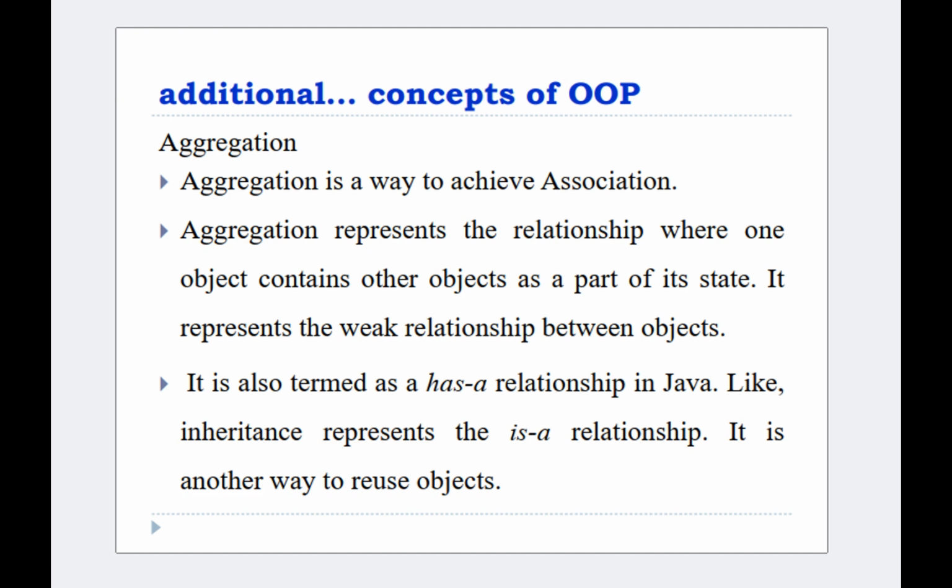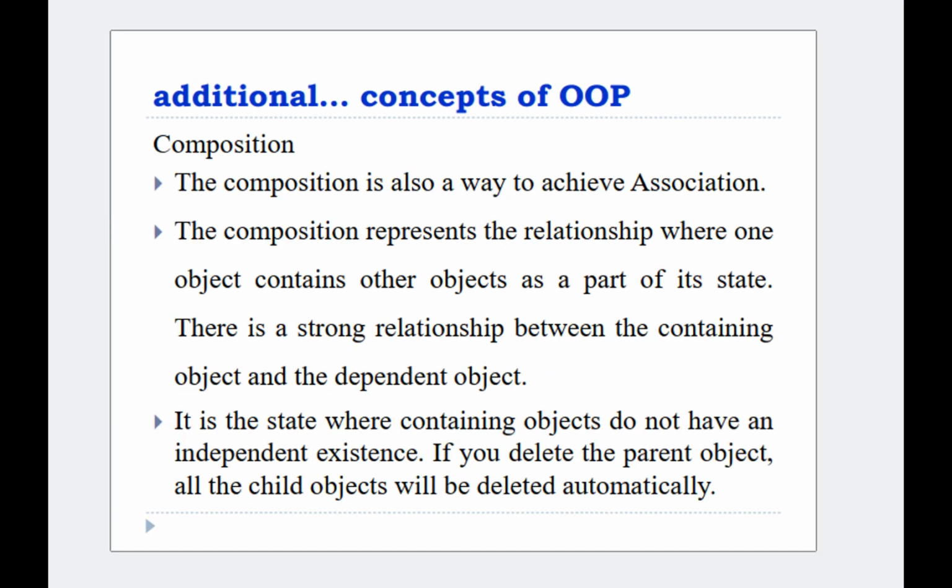Additional concepts of OOP. Aggregation. Aggregation is a way to achieve association. Aggregation represents the relationship where one object contains other objects as part of its state. It represents the has-a relationship between objects. It is also termed a has-a relationship in Java. Like inheritance, it gives the is-a relationship. It is another way to reuse the objects.